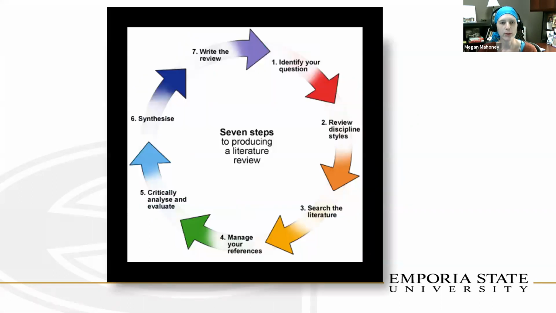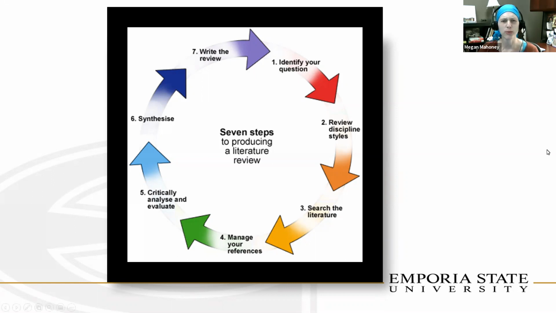I recommend following these 7 steps when working on a literature review. First, you will need a question. This question may not be the one that you eventually research, but you have to start somewhere. Second, review discipline styles. What kind of research do you expect that you will find, and what disciplines will cover your topic? Then, search the literature.